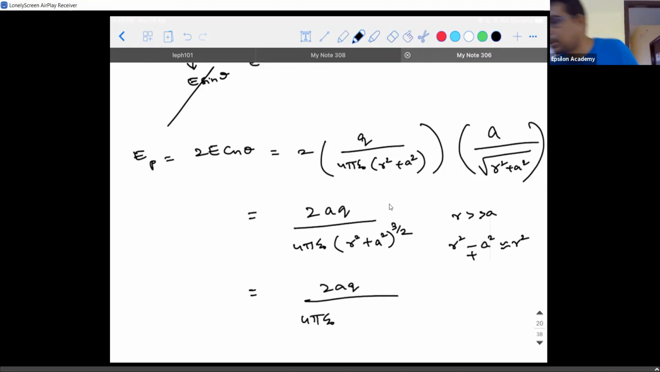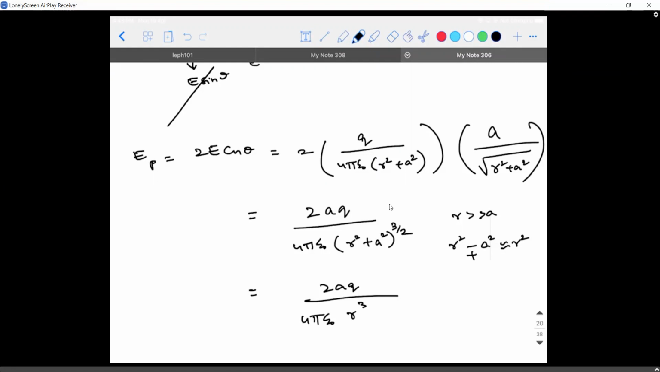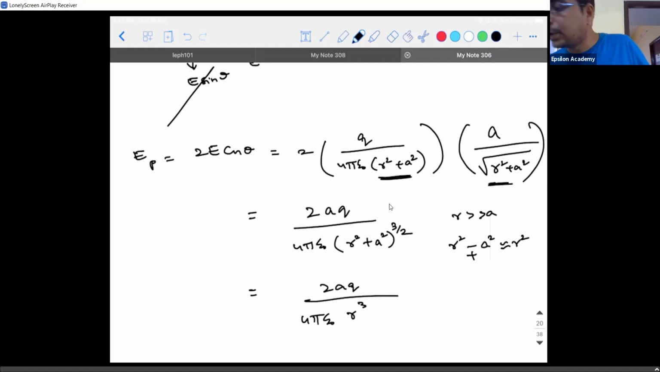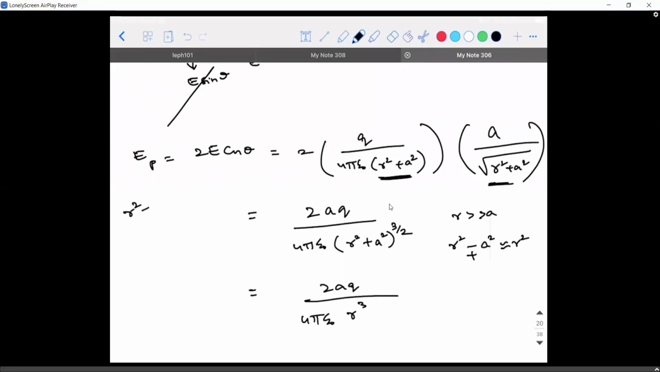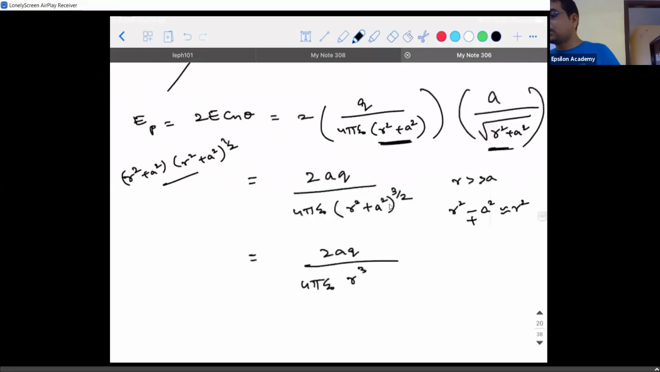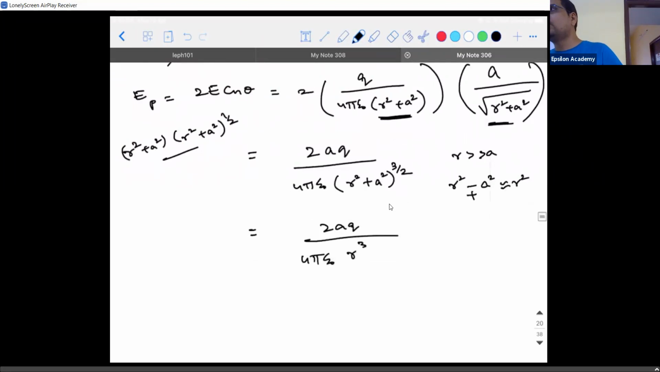Do it in mind and tell me. R power 3. R square the whole power 3 by 2. 2 and half will get cancelled. You want me to write that step? How does 3 by 2 come in the power? R square plus A square into R square plus A square power half. Okay, sir. So that is R cube. So like the previous case, 2AQ represents dipole moment divided by 4 pi epsilon naught R cube.